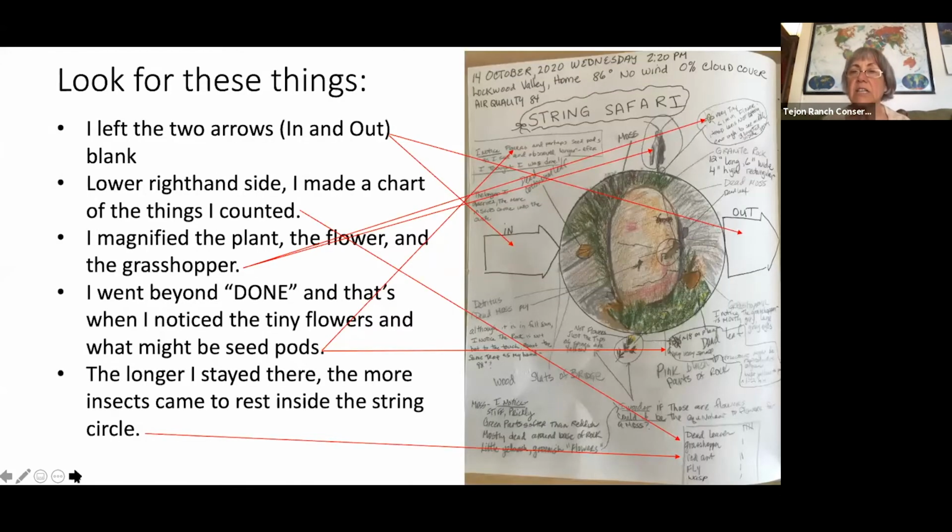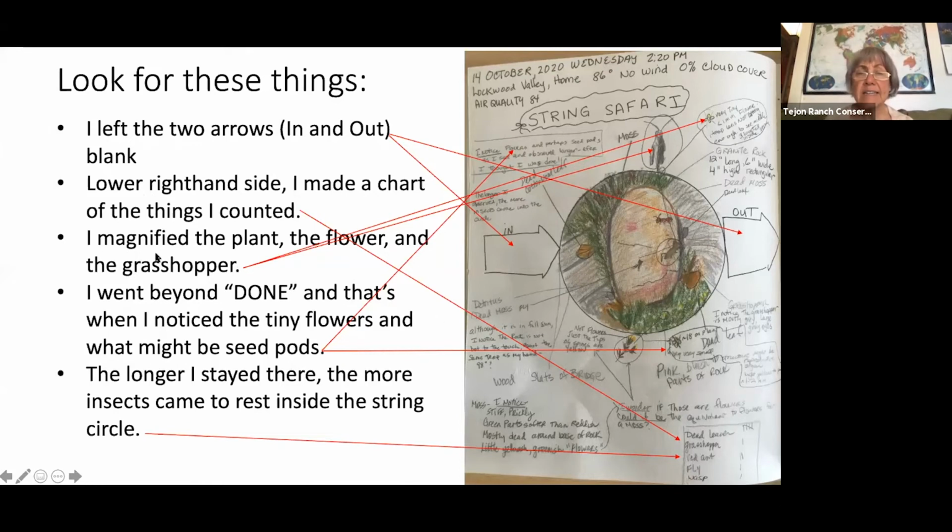And I want you to take a look at my journal entry so you can see the elements that I want you to put in yours. First, I left those 2 arrows, the in and out, blank. That's for the next part of this lesson. Then in the lower right-hand side, I made a chart where I counted those things. This is the same chart that I showed you in a previous slide.